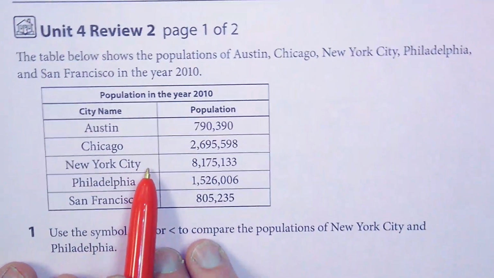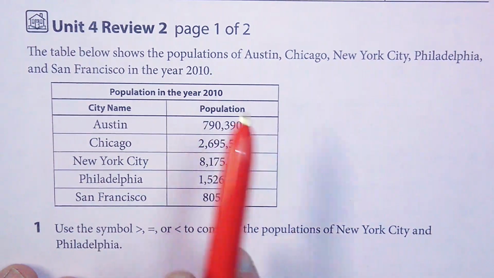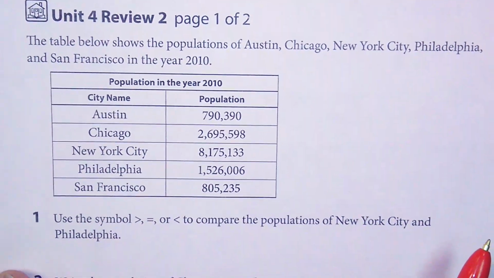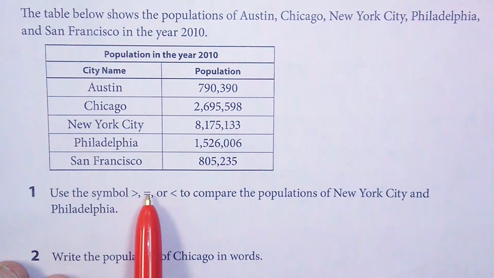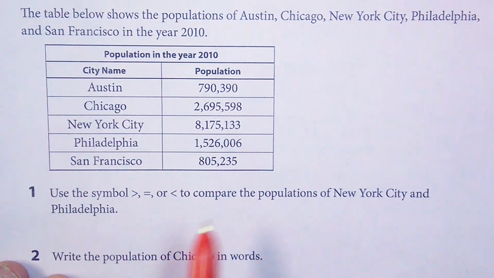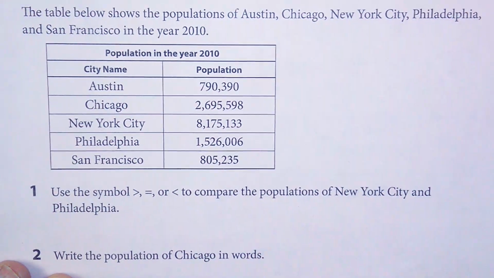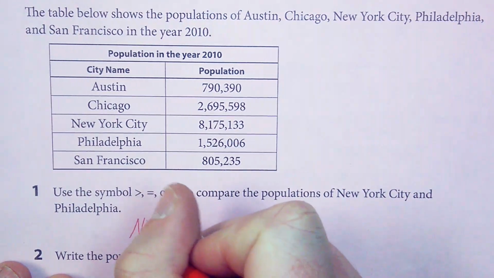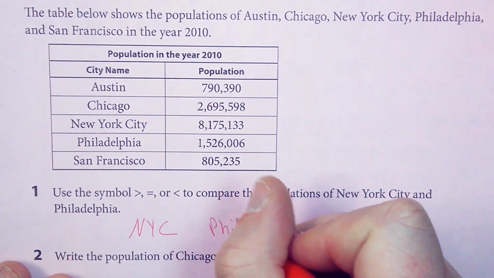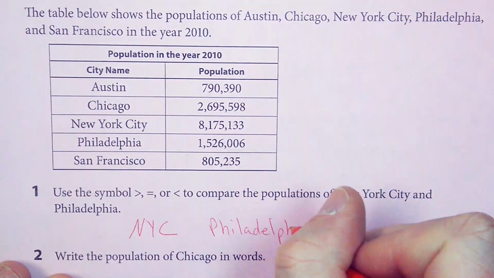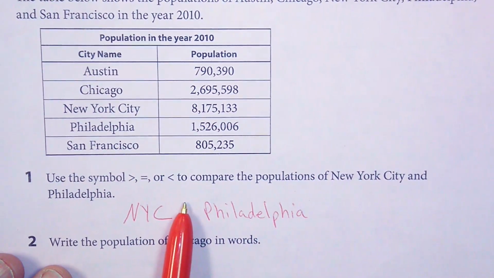The table below shows the populations of Austin, Chicago, New York, Philadelphia, and San Francisco in the year 2010, before you were born. You're going to use these symbols to compare the populations of New York City and Philadelphia. So if I write NYC on one side and Philly on the other, the alligator's going to eat the bigger number unless they're equal, right?